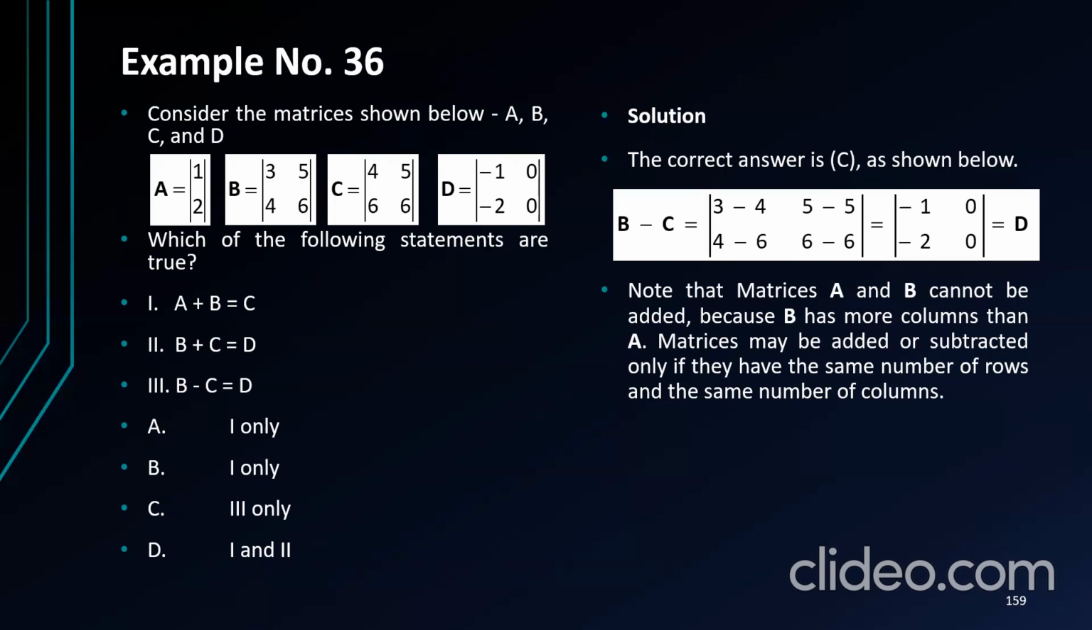Okay? So, solution, the correct answer is C as shown below. So, doon tayo, A plus B is equal to C. So, A plus B cannot be added. Kaya, mali. 2, B plus C is equal to D. So, try mo. 3 plus 4 is 7. So, hindi, yung D mo is negative 1. So, mali pa rin. Number 3 is B minus C. So, 3 minus 4 is negative 1. So, 4 minus 6. So, 5 minus 5 is 0. So, tama yung letter C. Okay?